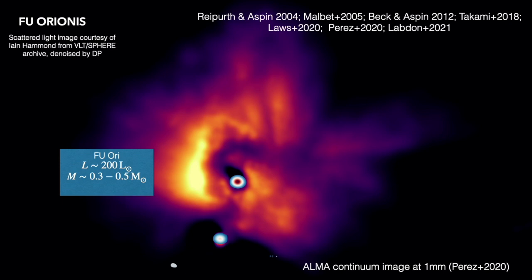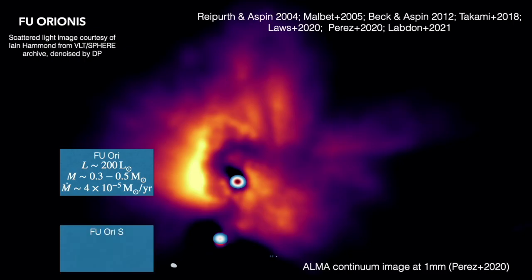So the one in crazy outburst is here. It's 200 solar luminosities. Its mass is like an M dwarf. What do you think the mass of the little disturbing thing is? In fact, it's accreting at this very high rate. FUORI South is doing absolutely nothing. It's 2 solar luminosities. It's 1.2 solar masses.